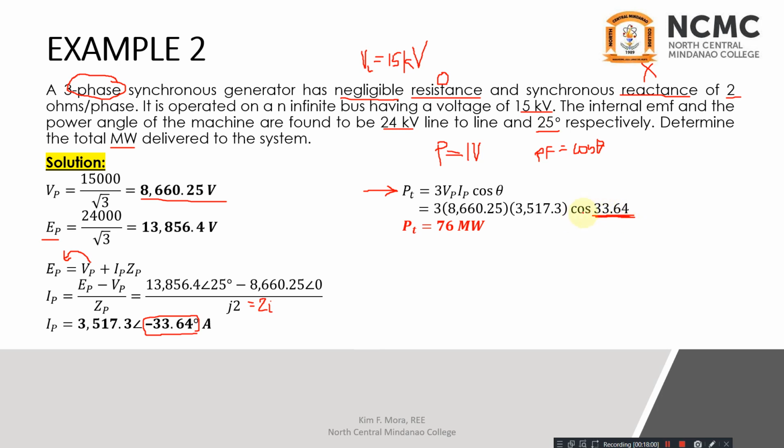Okay? So that's why we have cosine of 33.64. So the answer for that is 76 megawatts, or 76 million watts.